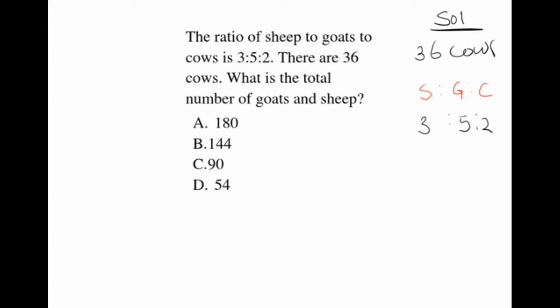So the number of shares is 3 plus 5 plus 2, which gives you 10. The cows are 36. So 2/10 is equivalent to 36. Then the question asks you, what is the total number of goats and sheep? So the goats are 5/10 and the sheep are 3/10. Goats here are 5/10. Sheep are 3/10.